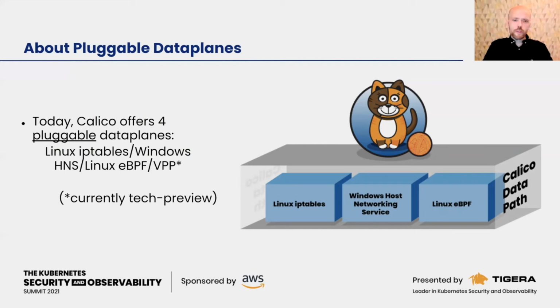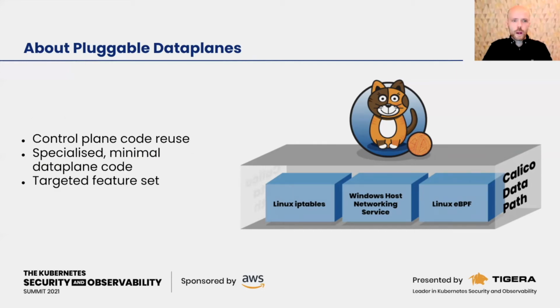So why do we want 4 data planes? Well, by implementing data planes separately, we can reuse the sophisticated control plane code. We noted that control plane code is sophisticated by design, so we don't want to rewrite that code. We want to write it once and get it right. It also allows the data plane code to be specialized and minimal, which makes it easy to audit, easy to troubleshoot, and easy to fix. And lightweight code tends to be faster.